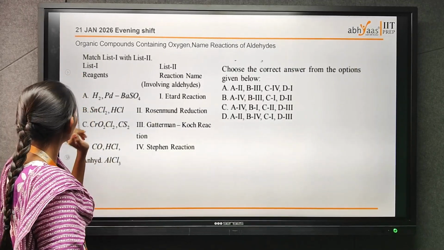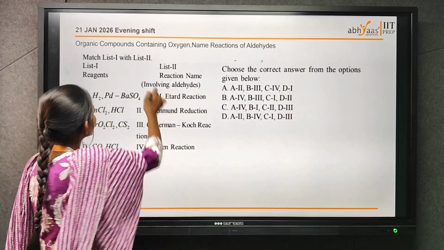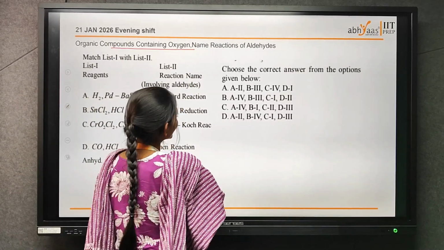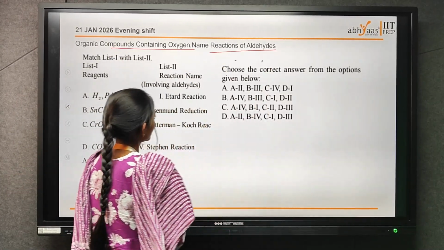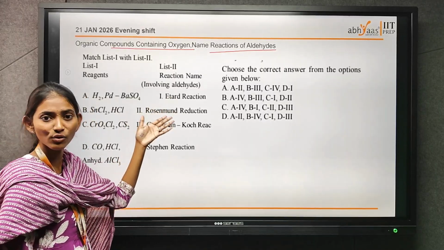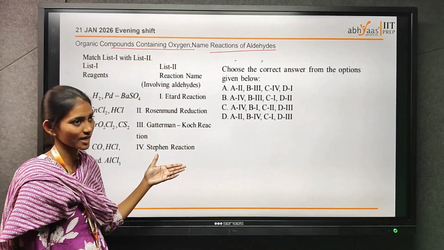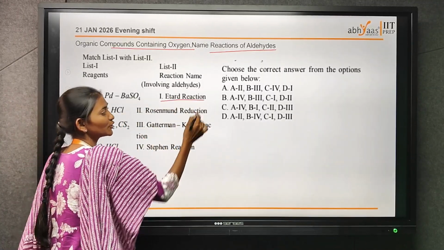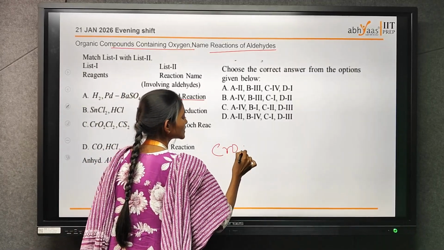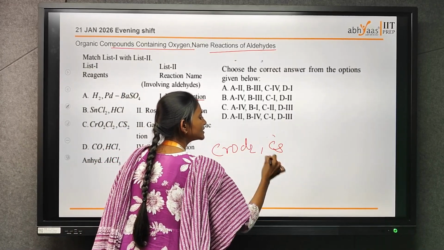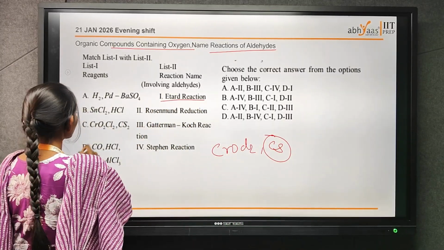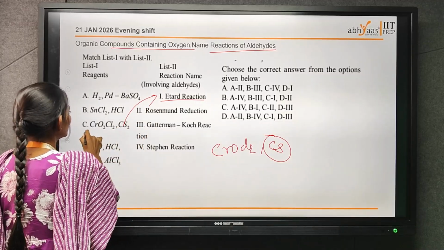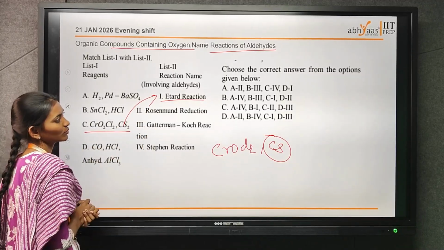Moving on to the next question, we have the named reactions containing oxygen compounds. Well known are the Etard reaction, Rosenmund reaction, Gattermann-Koch and Stephen reaction. You know that the Etard reaction needs what, Nana? CrO2Cl2, which is the reagent we need to use. Where have you seen this reagent here? So CrO2Cl2, right?